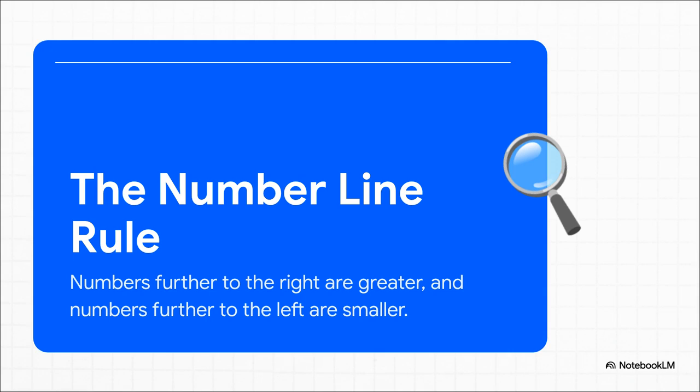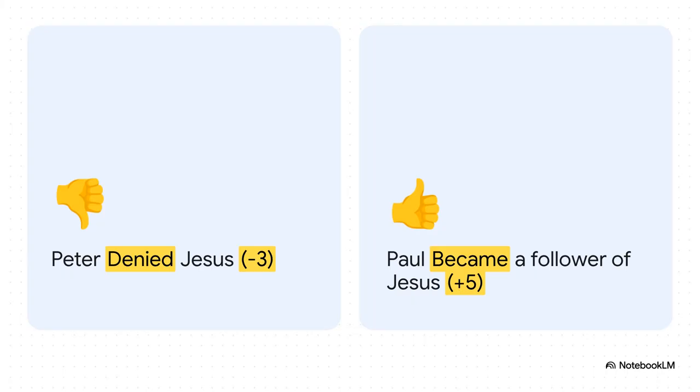You ready? Numbers further to the right on a number line are greater. Numbers to the left are smaller. That's it. That's the one principle you need to remember to compare any two integers. So let's see it in action. Here we're comparing two totally different experiences. Peter denying Jesus, which gets a -3, and Paul's conversion, which gets a +5.